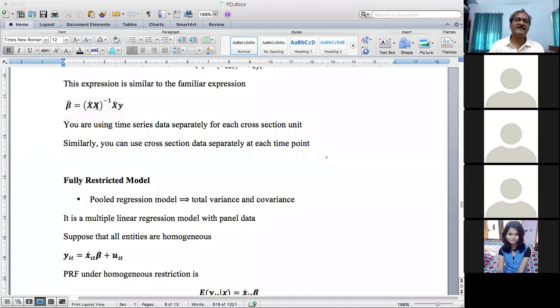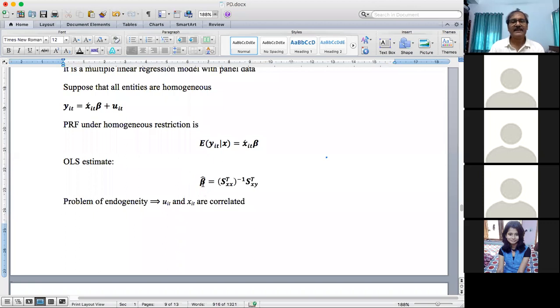So X prime X is equivalent to Sxx, and X prime Y is equivalent to Sxy, and we have used these symbols when we discussed the multiple linear regression model in a cross-section setup in your earlier class. So by using this notation, you can get beta hat is equal to Sxx inverse Sxy.